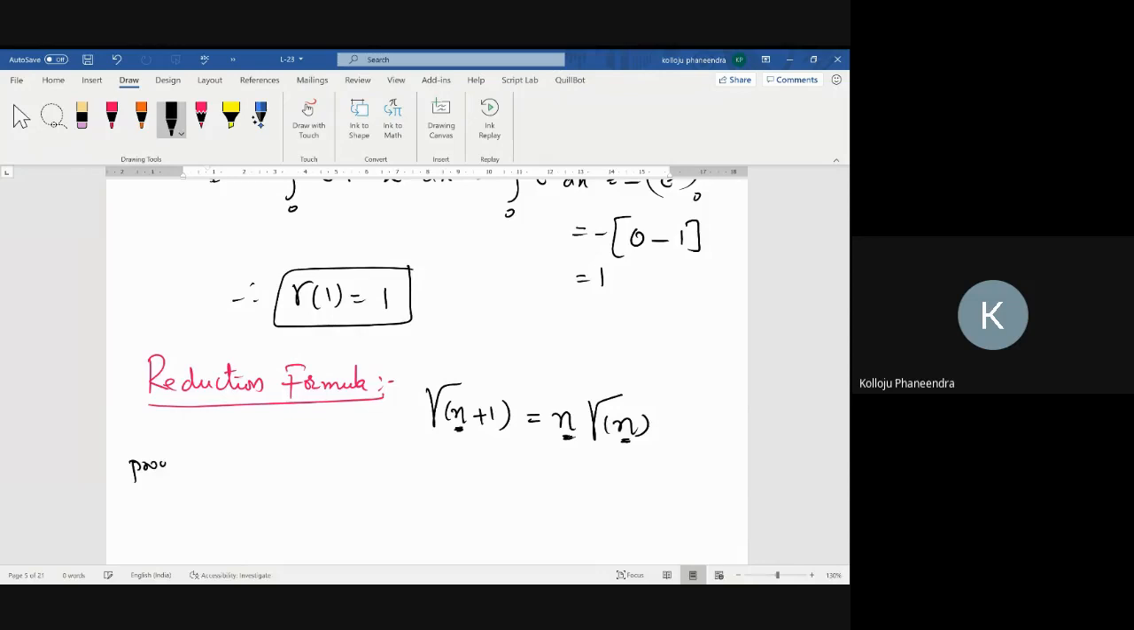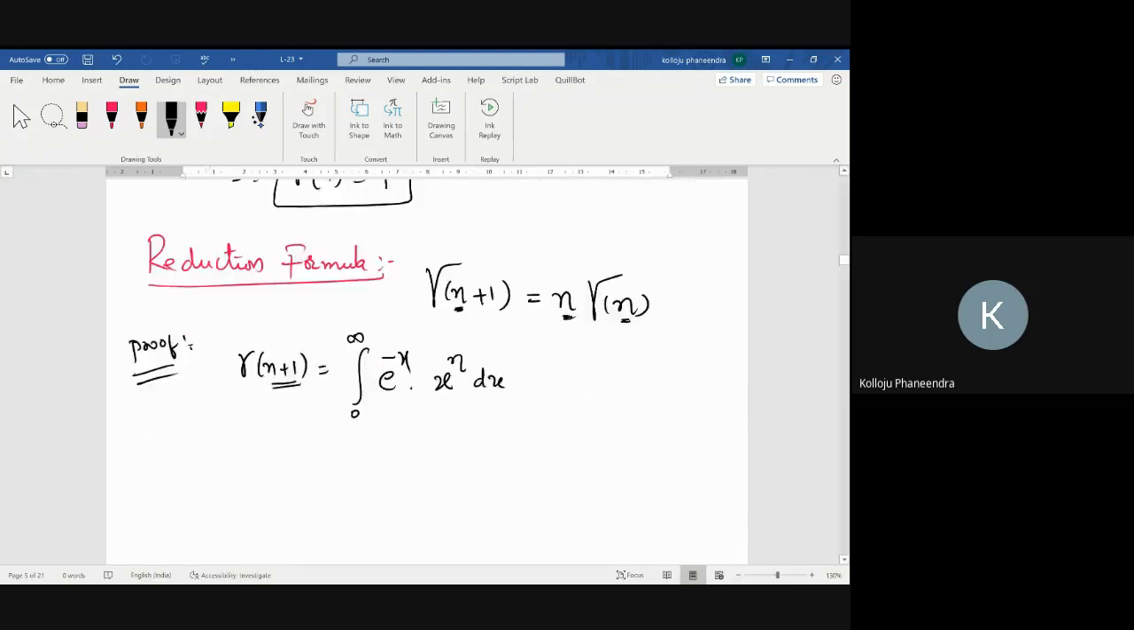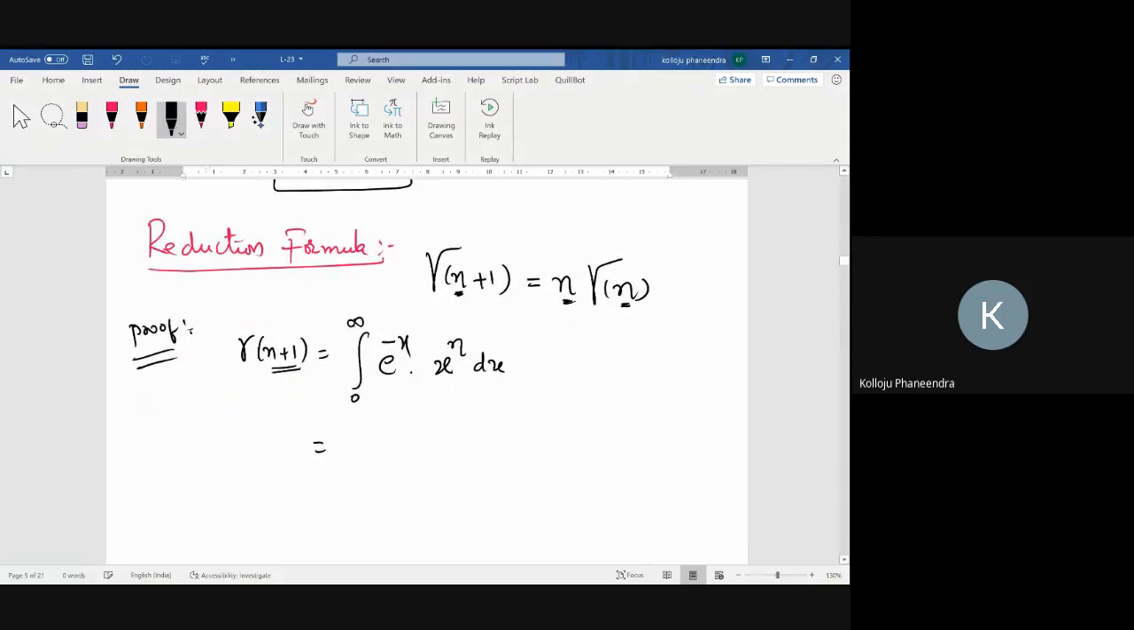See, a simple proof for this. What is the gamma of n plus 1 formula? 0 to infinity, e to the power of minus x, which is fixed, and x power n, since the power is n plus 1 minus 1. So this is e power minus x into x power n. Now apply the integration by parts formula. This is the derivative part and this is the integrating part. First, the derivative part as it is, x power n, and the integral of e power minus x is minus e power minus x.